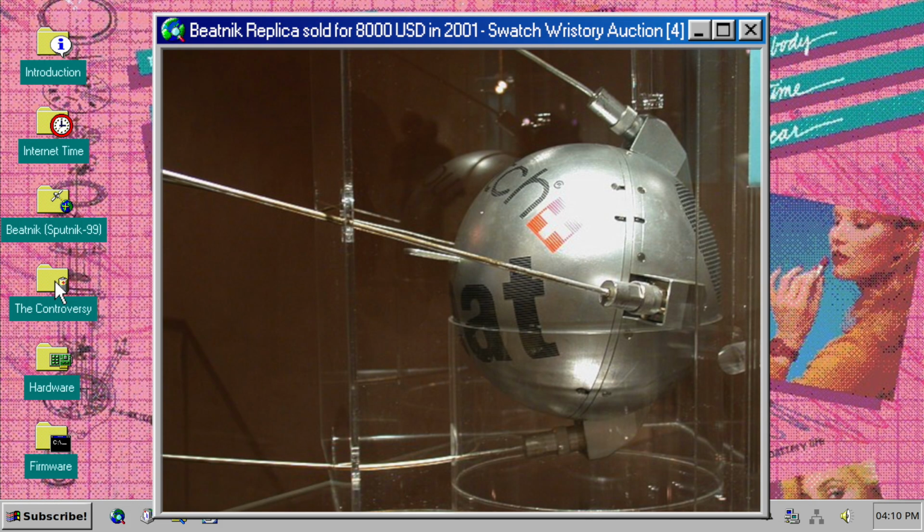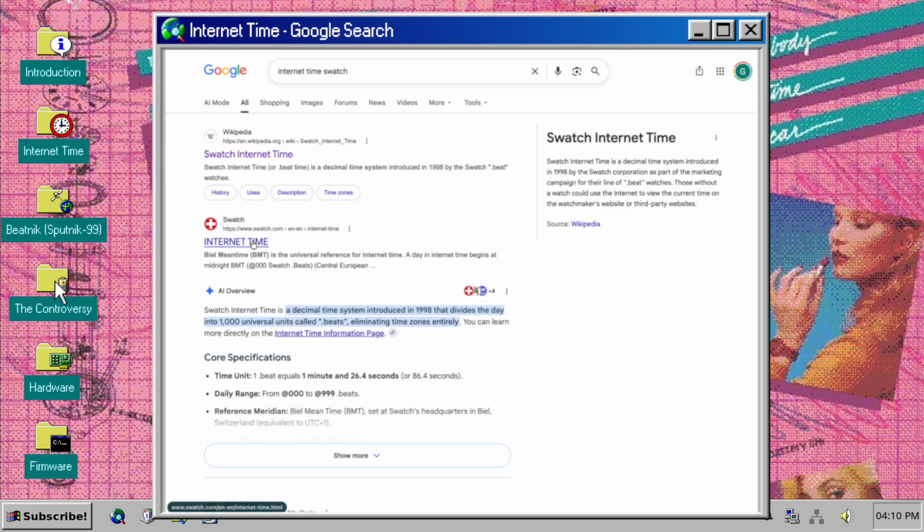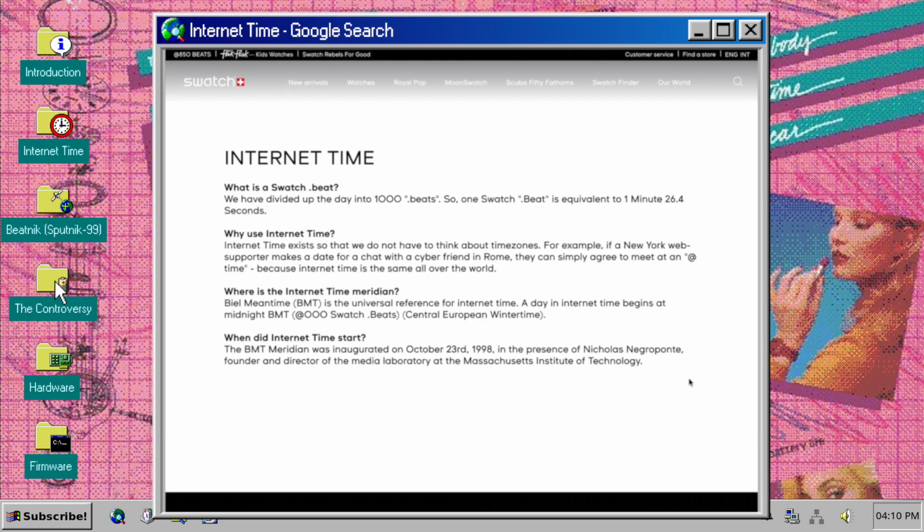In the end, Beatnik did not transmit anything, and Internet Time itself didn't do better either. Despite the massive promotional campaigns and investments, Internet Time did not catch on with the general public and failed to replace standard time on the internet. If you Google Internet Time now, you will find there is only a single throwaway page on the Swatch website with no mention of the watches or the satellite anywhere.